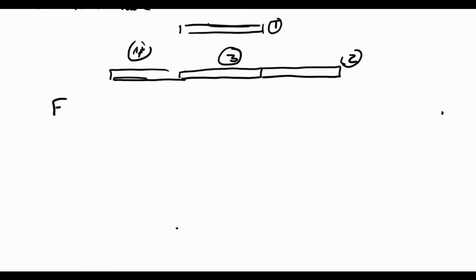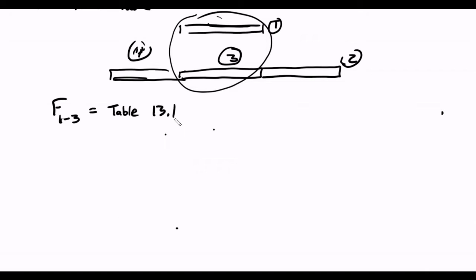Okay, so I'm going to just draw that surface again up here for us to use to visualize. So here's surface 1. Here's surface 2. Here's surface 3. Here's surface 4. Okay, so remember, we can find the view factor from surface 1 to surface 3. Right? So that's right here. And we can do that using the first entry in table 13.1.